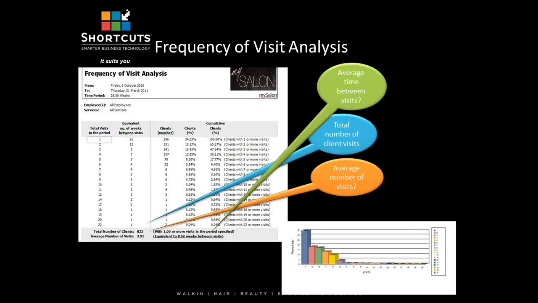So the frequency of visits all ties into the rebooking as well, because if you do rebook, then your clients will actually come through and visit more frequently as well. So this is definitely something to look at. What is the average time? What is the total number of visits that we've had in that time period, and what's the average number of visits? So we can have a look through that one.